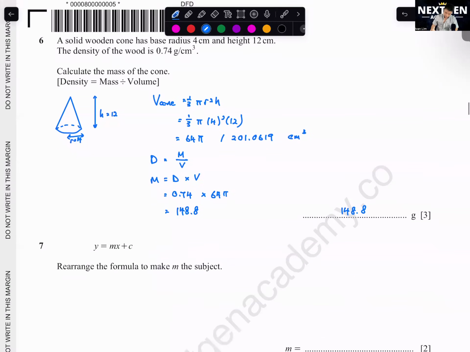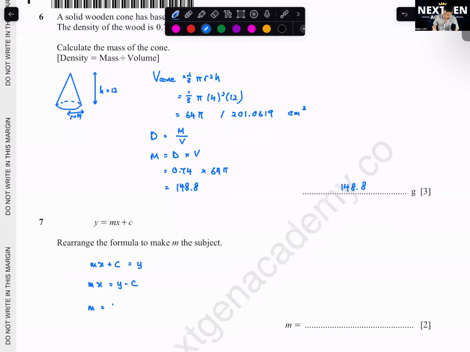Right, next one. Rearrange the formula to make m as the subject. y equals mx plus c. Okay, since we want the m to be subject, I'll put like that first. We switch the sides. mx plus c equals y. mx equals y minus c. m equals y minus c over x. Okay, normally I would say the first 10 questions, you should be able to do it really, really fast.